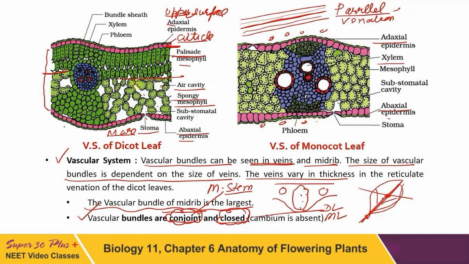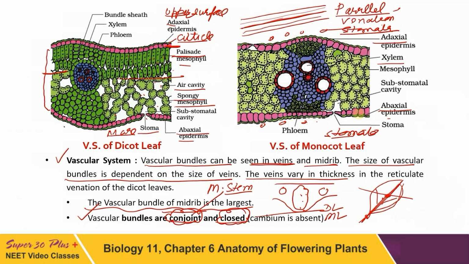In case of dicot, more stomata were on the abaxial side. Here, the number of stomata are almost equal on both sides. Here and here, these are stomata. Is it right? This is the upper epidermis, lower epidermis.